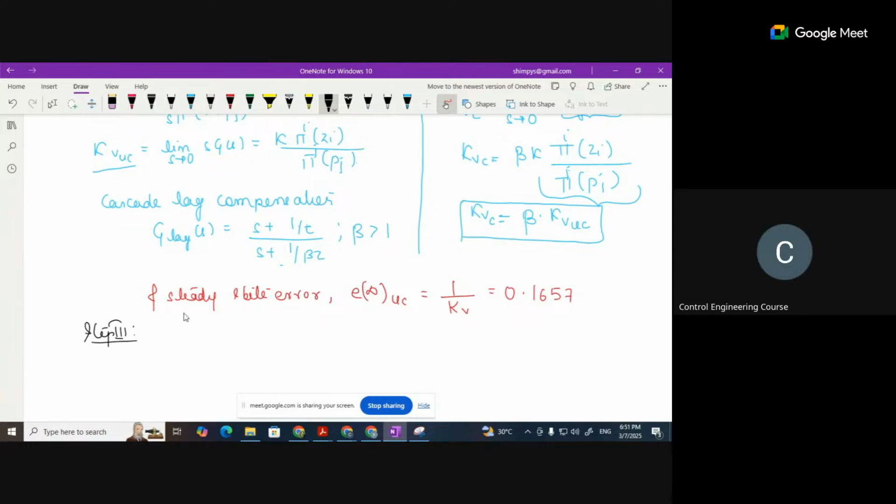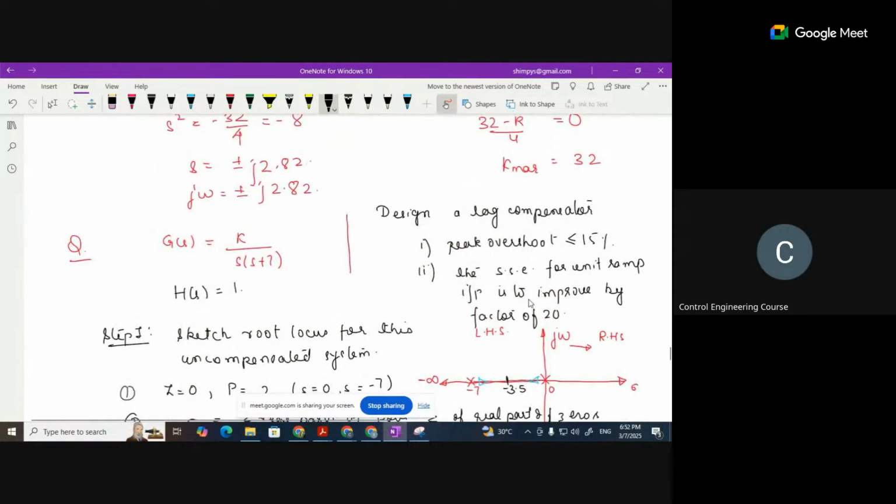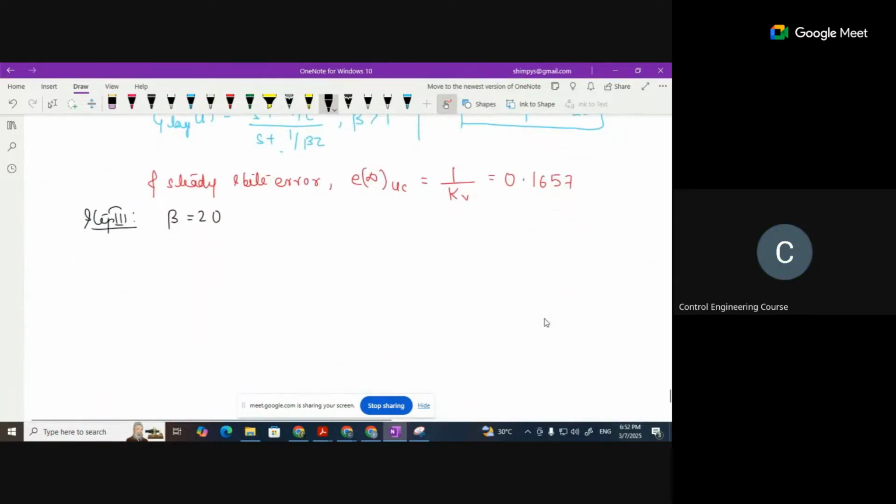So step 3 is, we have to take the value of beta as 20. You can see here that in the problem, the design considerations were that you have to improve the steady state error for a unit ramp input. That's why we have taken the velocity error constant, to improve it by a factor of 20. So here our beta is now 20.